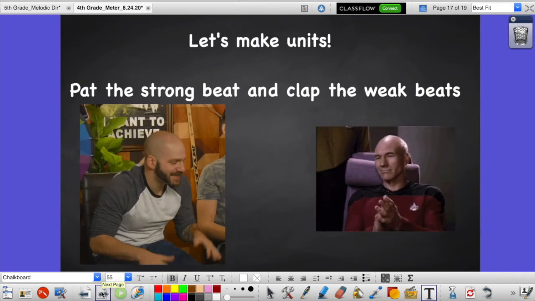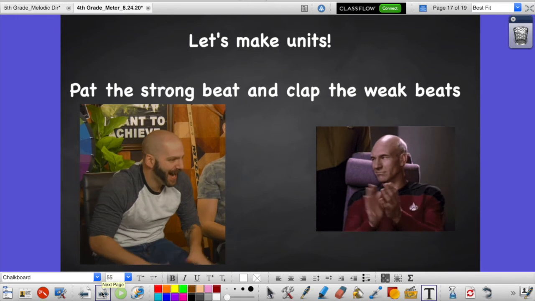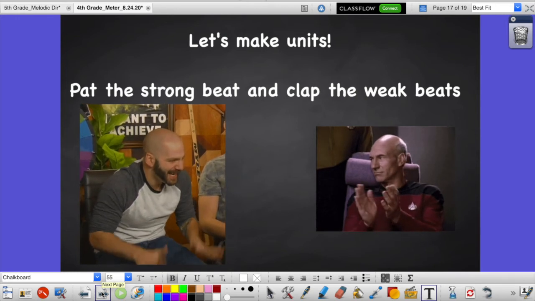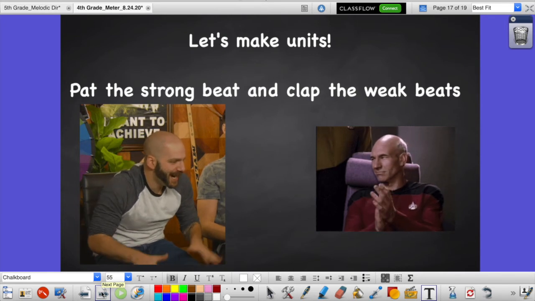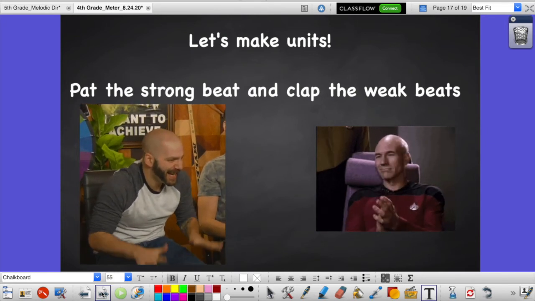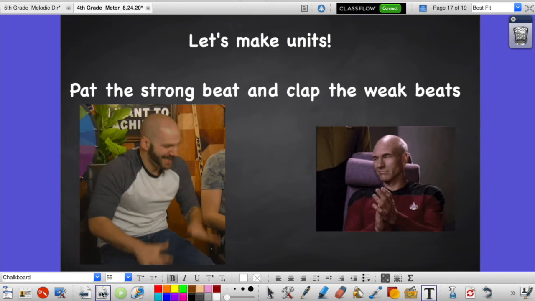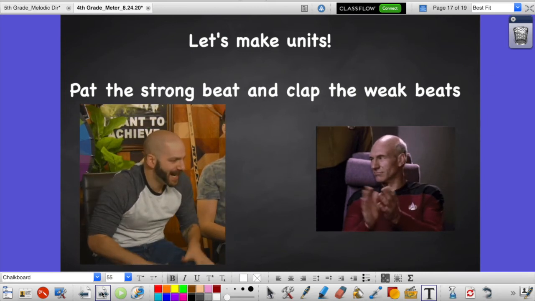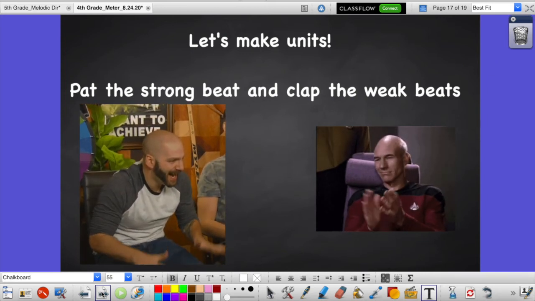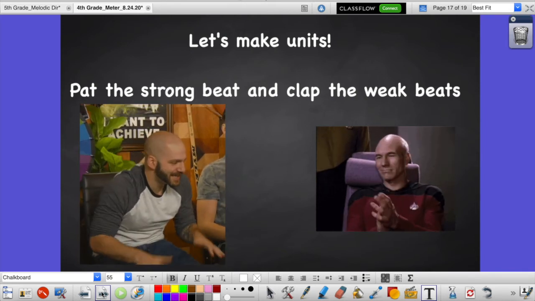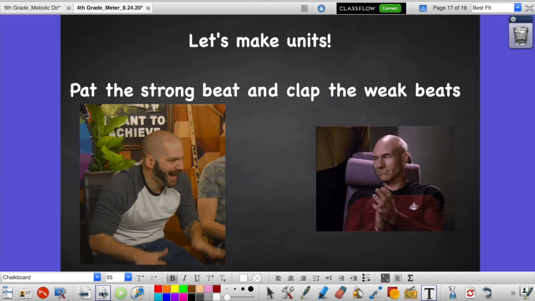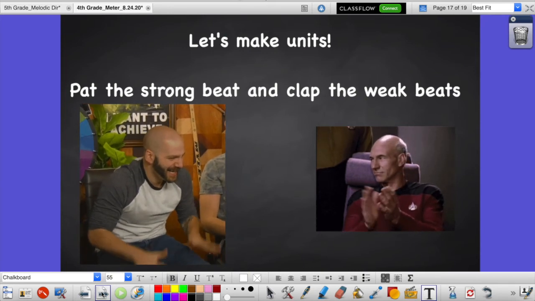So what we're going to do is make units of beats by patting the strong beat and then clapping the weak beat. First we'll start by patting our legs once, and then we'll clap once. So that's a unit of 2 beats. Then we'll pat, clap, clap. That is a unit of 3 beats, so that's 3 beats in each set. And then we'll pat, clap, clap, clap. And we'll do this with our song, and we'll see which one feels the best. Let's give it a try now.